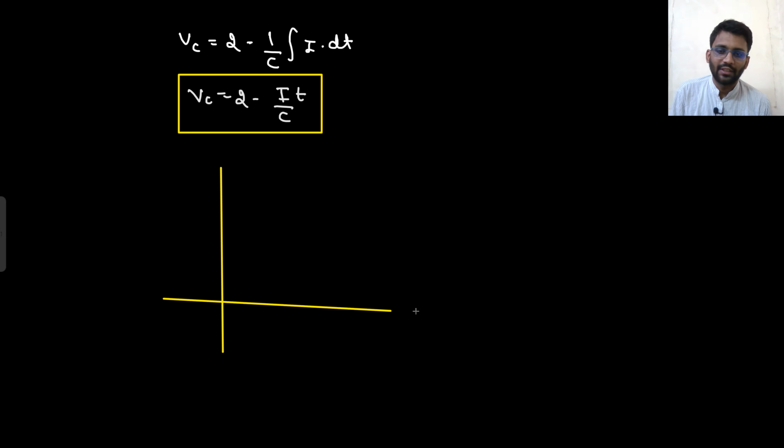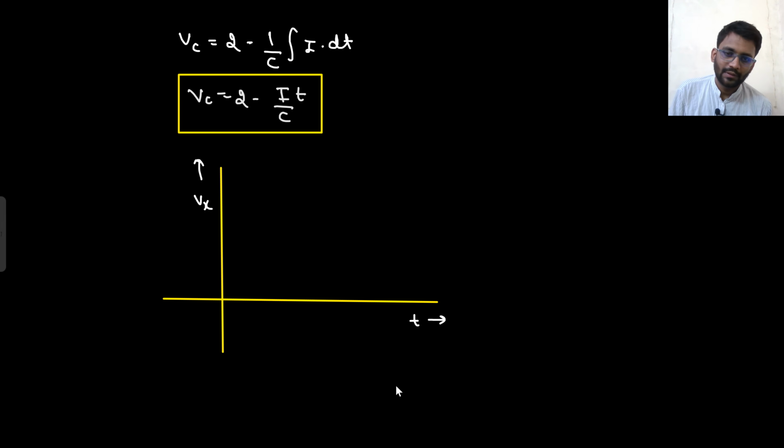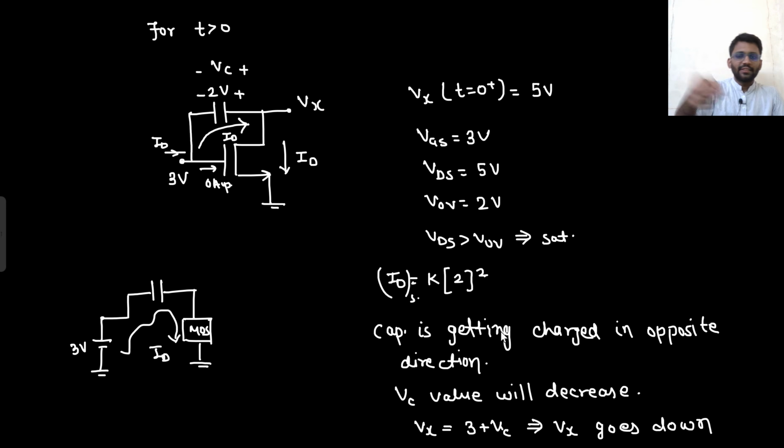So we are drawing Vx versus t. Initially it was at 2 volt. Then there was a sudden jump to 5. Then it is going down. From 5, till what voltage can it go down? Here Vgs is always greater than Vt, so V overdrive is always greater than 0. So it is certain that it will always be on. There is no issue with that.